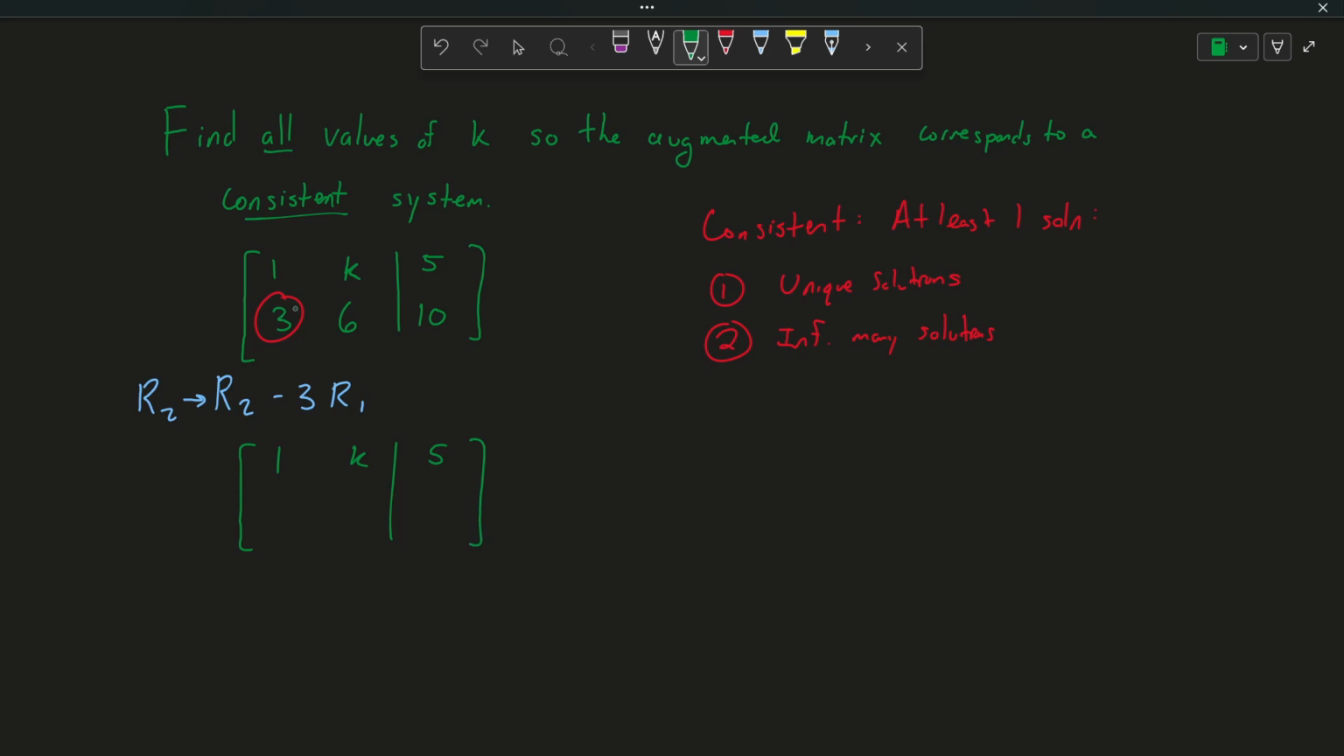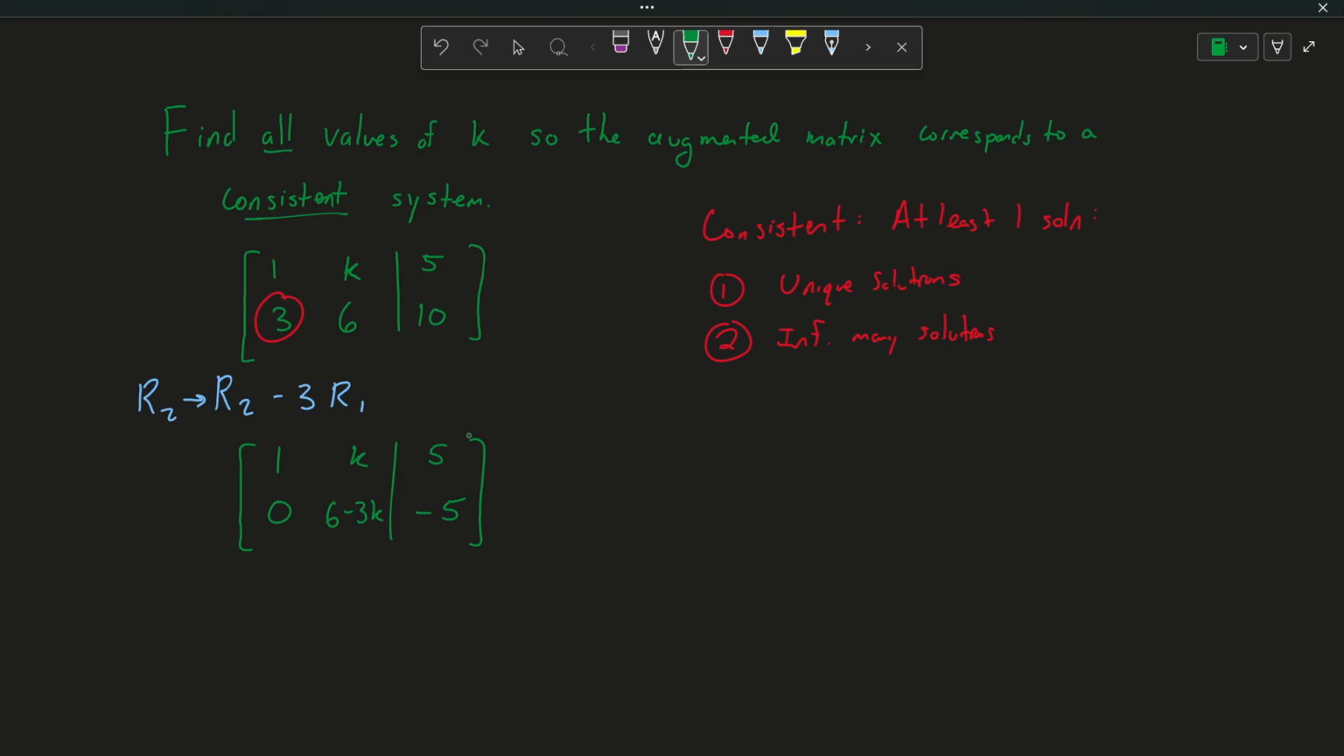And then down here, we'll do 3 minus 3 is 0. We'll do 6 minus 3 times k. We don't know what k is, so we're just going to leave that in as a variable. So this will just give us 6 minus 3k in this entry. And then here we've got 10 minus 15, which gives us negative 5.